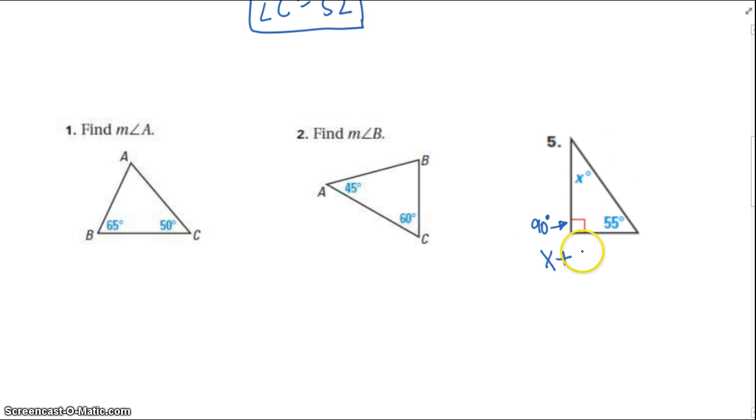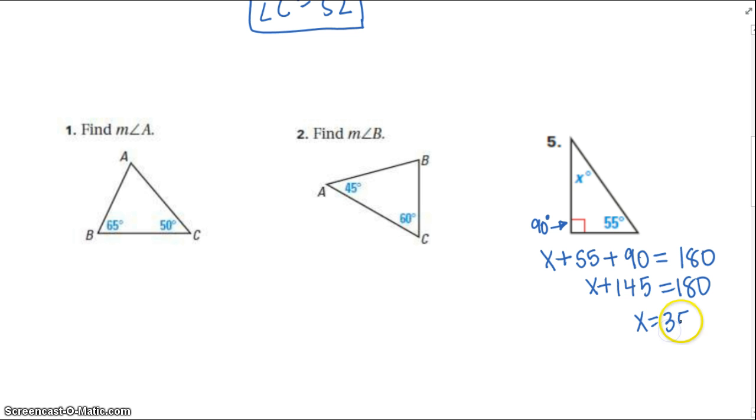So you can say x plus 55 plus 90 equals, what do all the angles inside of a triangle equal? 180 degrees. So we do 55 plus 90, which is going to give us 145. So x plus 145 equals 180. And then to get x alone, we'd have to subtract 145. So when we do that, x equals 35.